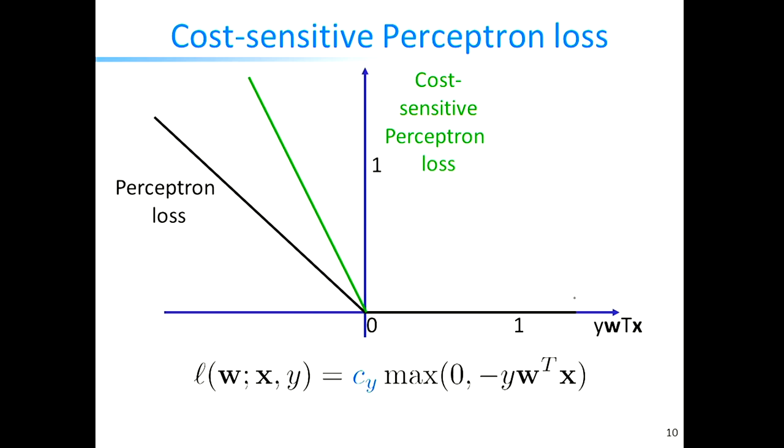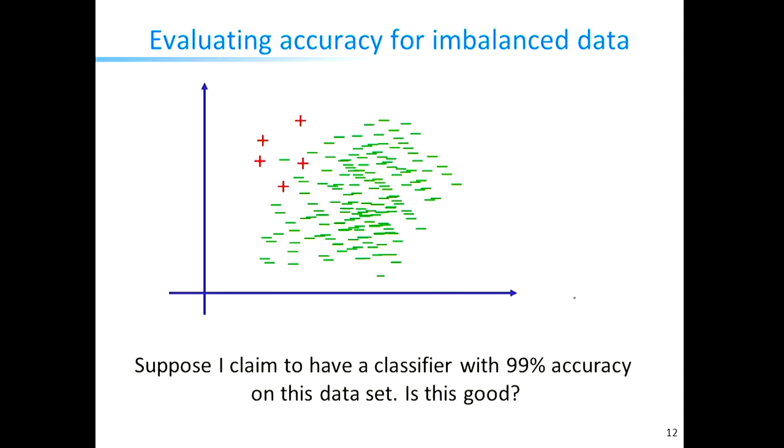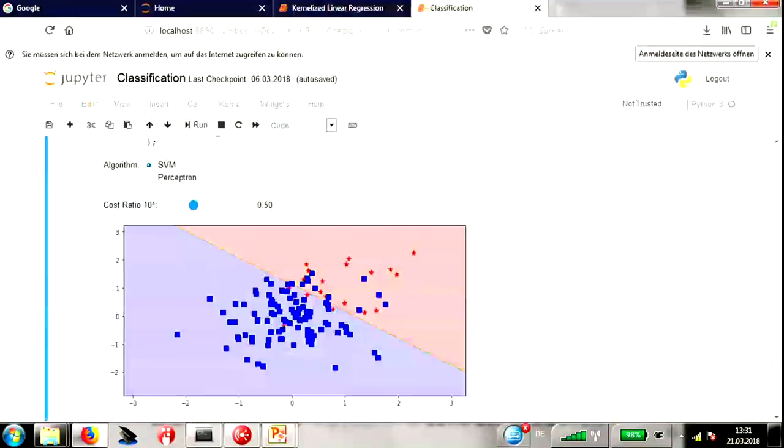starting at the one. Okay, and so then of course the same kind of learning algorithms, applying gradient descent or stochastic gradient descent on that modified loss function, in principle at least, is going to work. So let me just show this briefly.